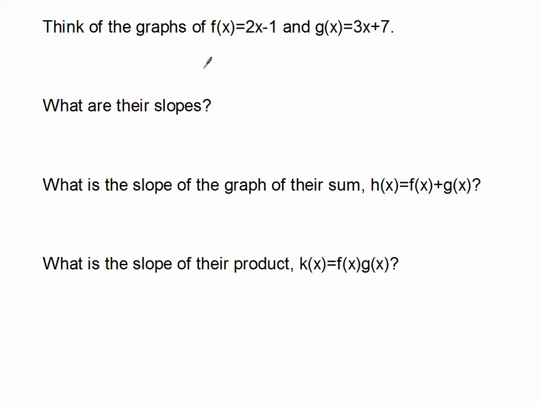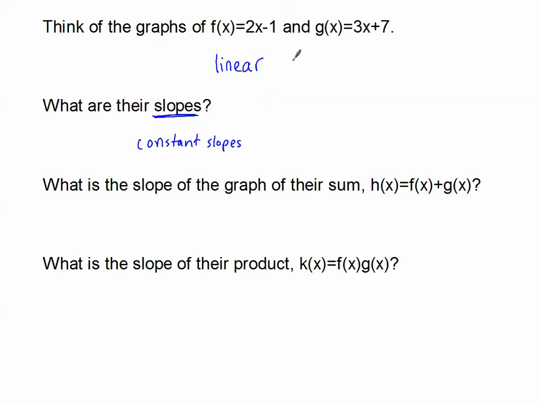First of all, let's think about the graphs of f of x equals 2x minus 1 and g of x equals 3x plus 7. If I asked you to graph it, what would it look like? Hopefully you said it's linear. It would look like a line. What does that mean when a graph looks like a line? It means that their slopes are always constant. Constant slopes.